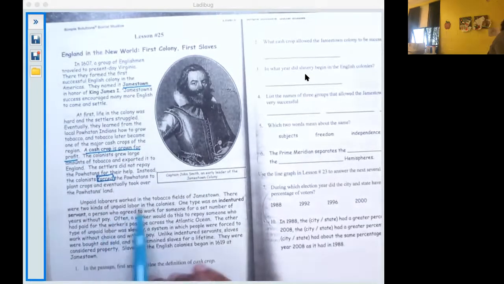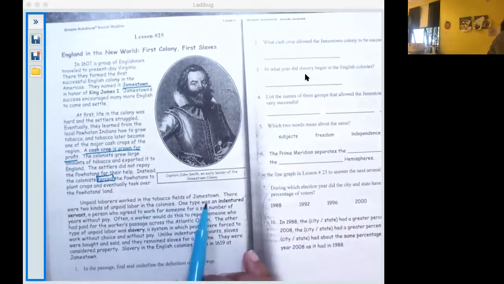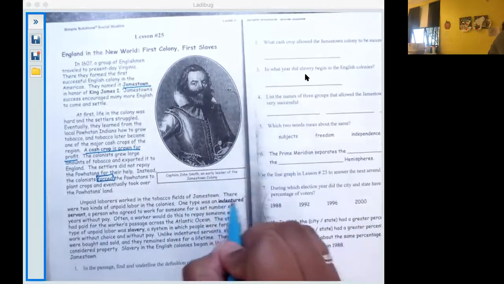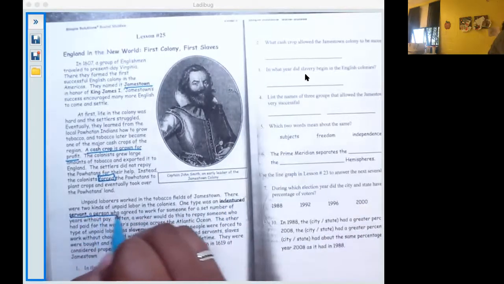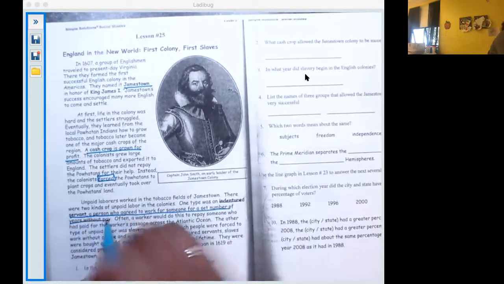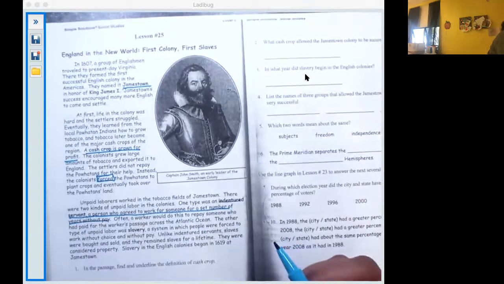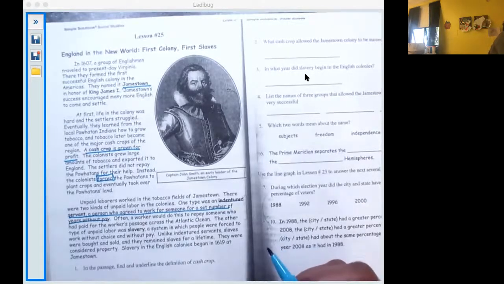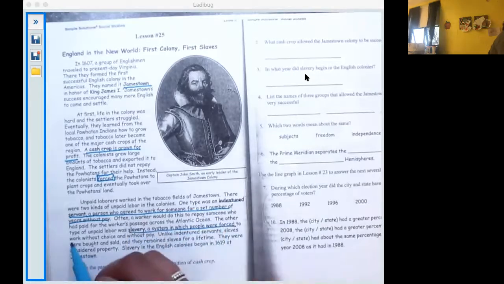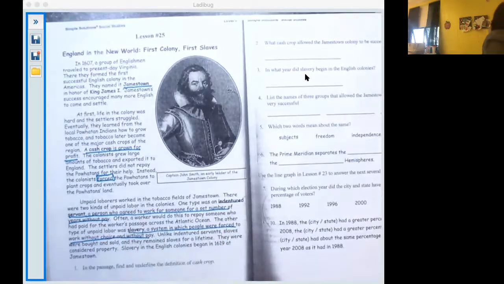Unpaid laborers worked in the tobacco fields of Jamestown. There were two kinds of unpaid labor in the colonies. One type was an indentured servant, who was a person who agreed to work for someone for a set number of years without pay. Often a worker would do this to repay someone who had paid the worker's passage across the Atlantic Ocean. The other type of unpaid labor was slavery, which is a system in which people were forced to work without choice and without pay.